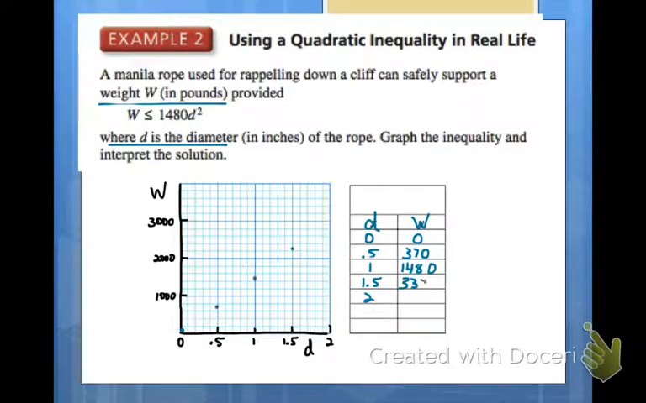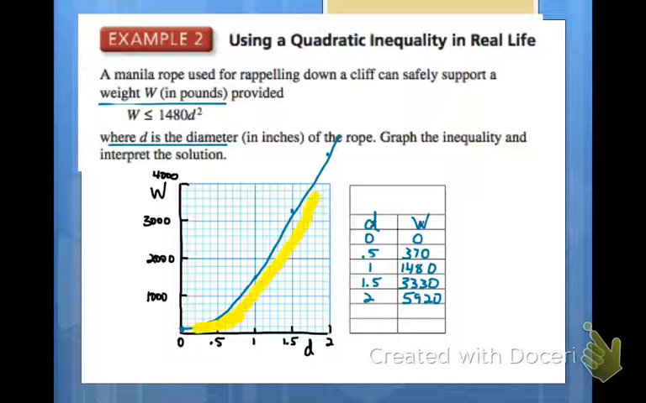Now squaring the diameter, then multiplying it by my 1,480, I get these values for my weight. So now I'm going to redo my y values. I'm just going to go by 200, so that'll make each of those 5 marks 1,000. And now I have just part of a quadratic curve there. So I see that it can be equal to in my inequality, so I'm going to draw a solid curve through these points. And then I want to show everything that is less than, so I'm going to shade all the graph space that's underneath.